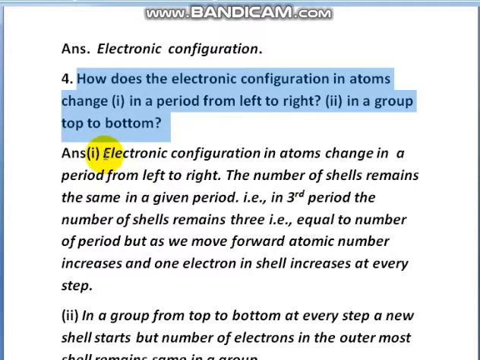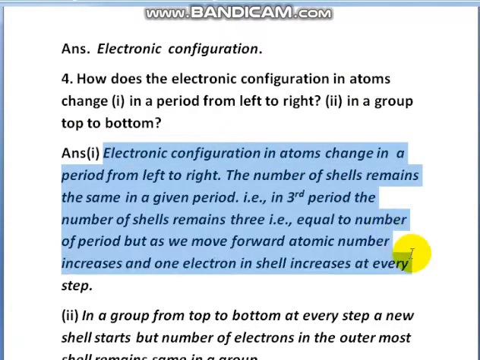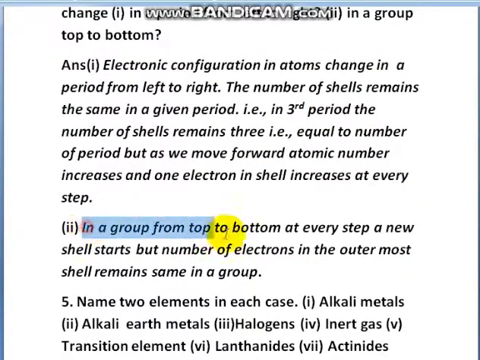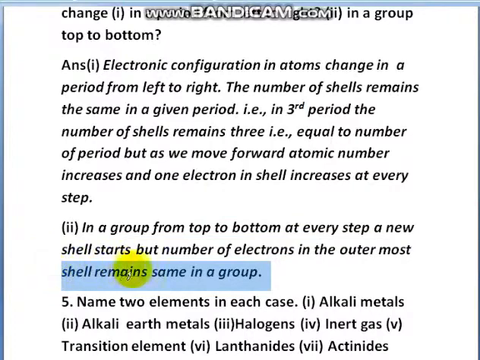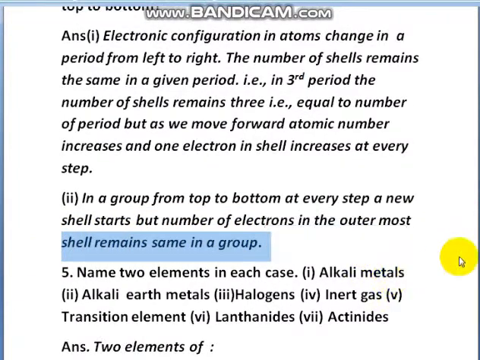So let us see the first one. The number of shells remains the same in a given period. In the third period the number of shells remains 3, which is equal to the number of the period, but as we move forward the atomic number increases and 1 electron in the shell increases at every step. Next, in a group from top to bottom, at every step a new shell starts but the number of electrons in the outermost shell is the same in a group.